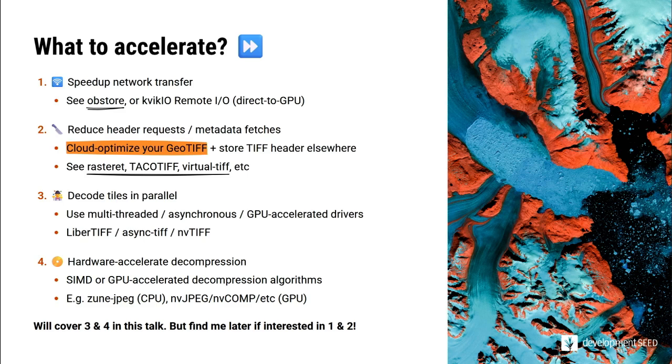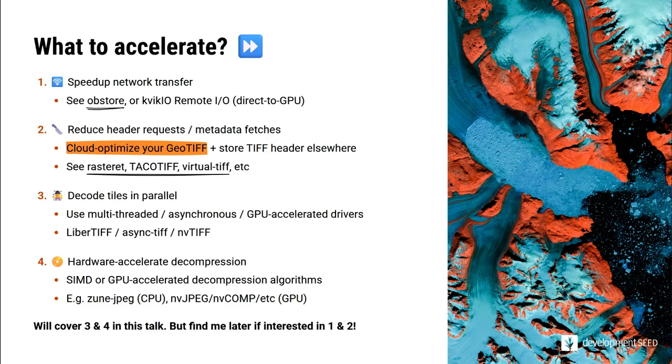TIFF is another initiative that is trying to do that with a C++ code base and with bindings. Virtual TIFF ties into the virtualizarr ecosystem. They have something similar, and the idea is that parsing the header could be slow, so let's put it somewhere else where you can access it fast.